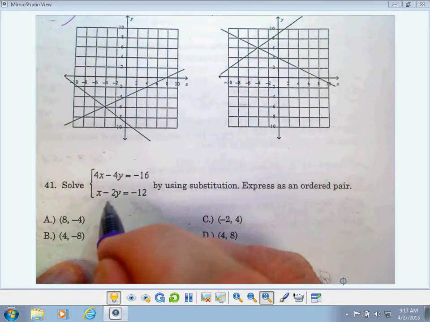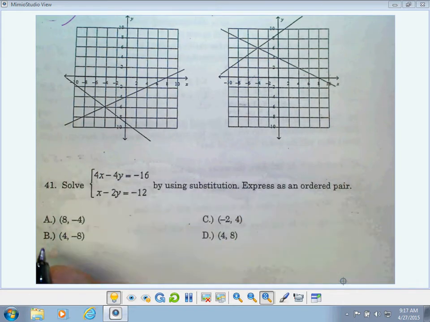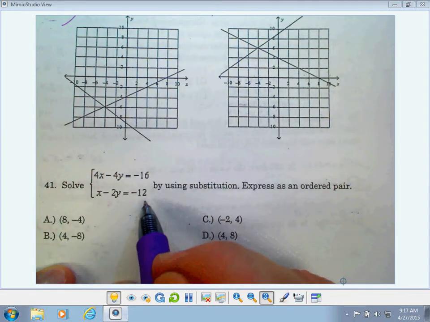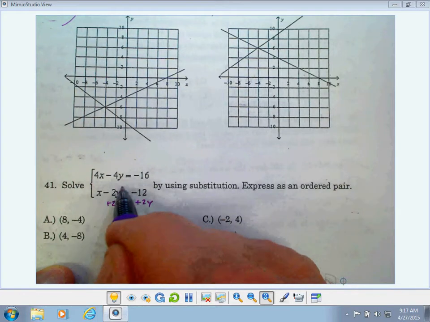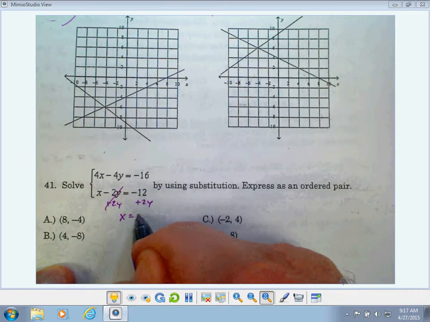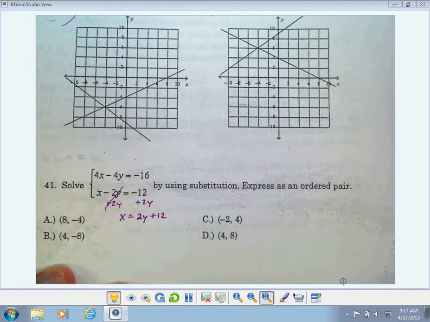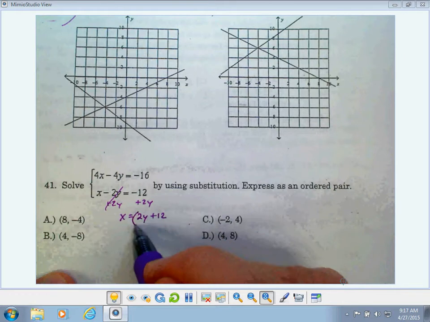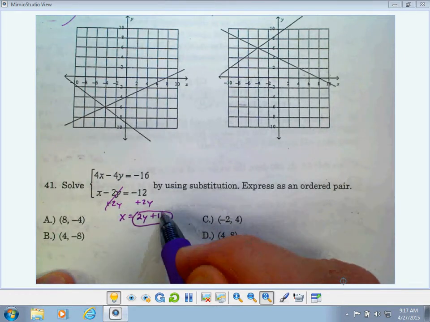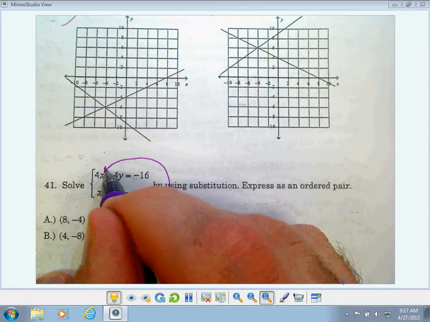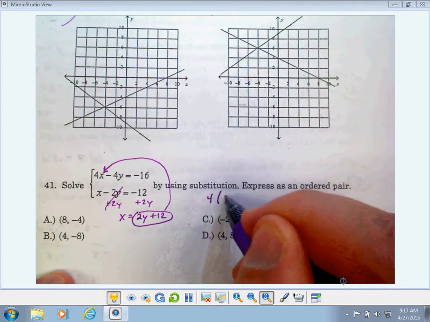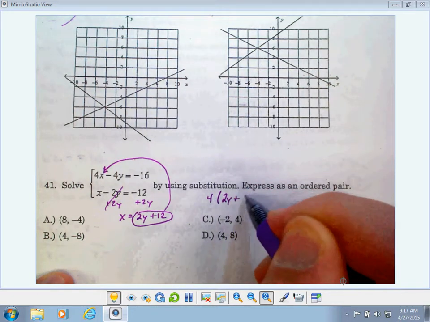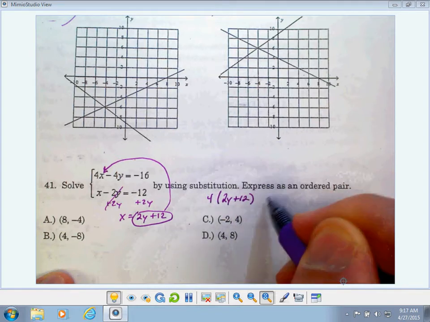Okay, well the first thing I would say is I need a variable by itself. So I would look at this bottom equation and say, if I just add the 2y to both sides, I would cancel that out and I get x equals 2y plus 12. And that would give me an equation that I could substitute. So I'll take this 2y plus 12 and I'll bring it back up to the top equation and put it in where the x is. So I'm going to rewrite that equation exactly, except I'm going to take the x out and put 2y plus 12 in parentheses.